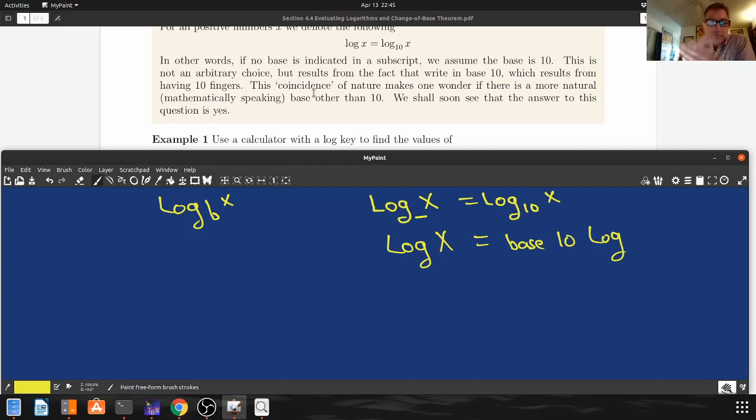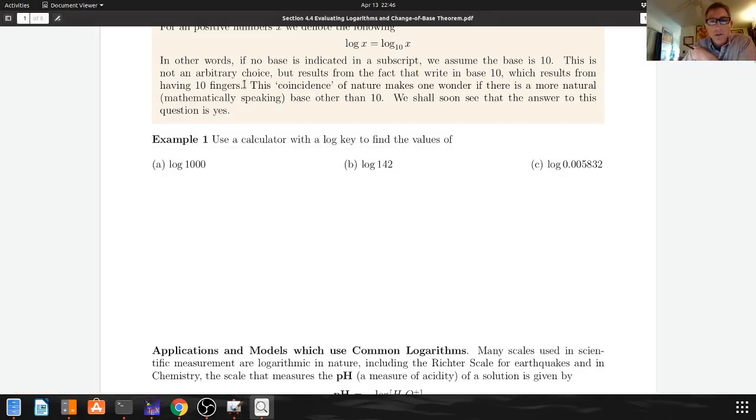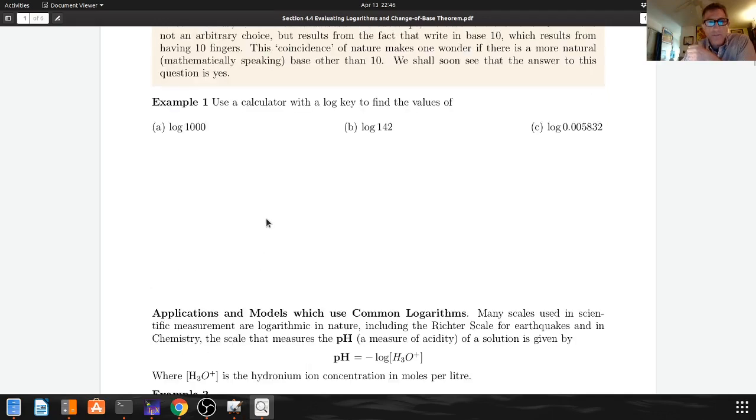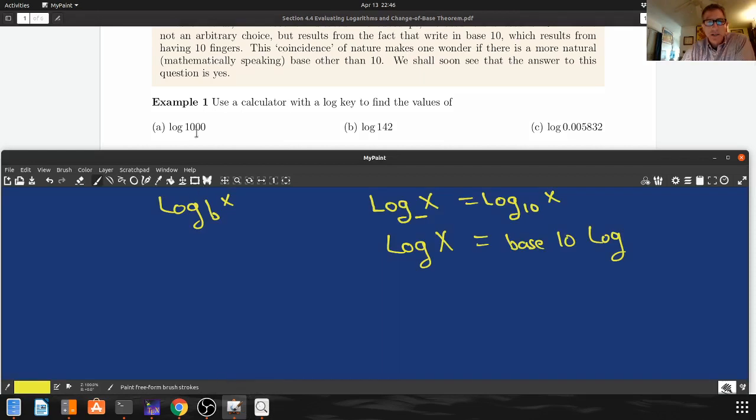So here's the question I pose. This coincidence of nature makes one wonder if there's a more natural, in some sense of that word, base other than 10, and we'll find out the answer to that is yes. So here, rejoice. You get to use a calculator with the log key to find the values of log 1000, log 142, and the log of 0.005832.